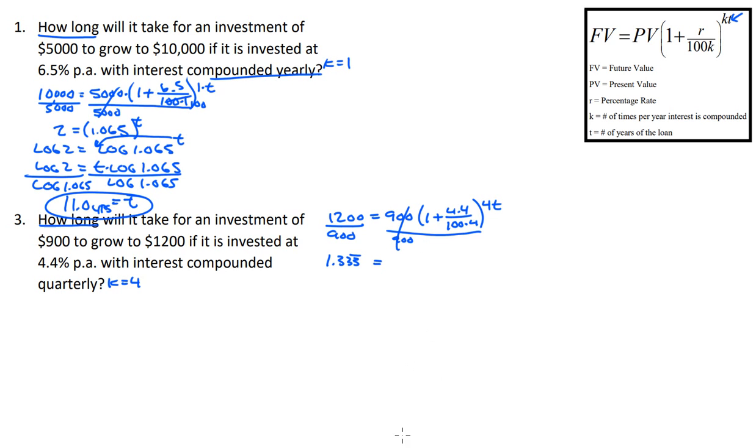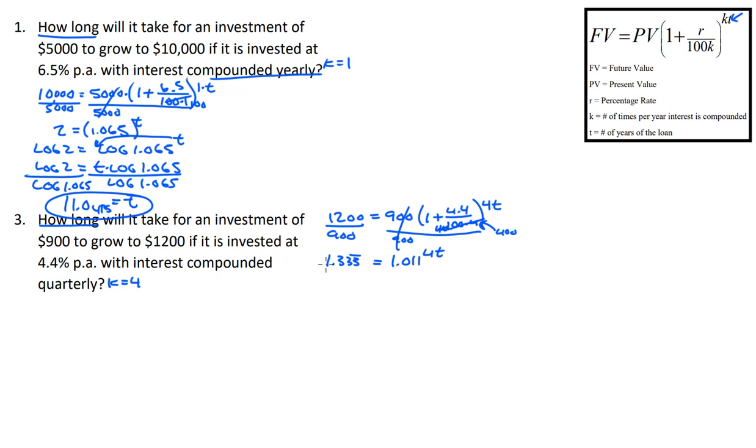1 plus 4.4 over 100 times 4. 100 times 4 is 400, right? So we will do parentheses 1 plus 4.4 divided by 400. We don't really need the parentheses for that, but it's just good habit. Enter, and that gives us 1.011. So this equals 1.011 to the 4t.